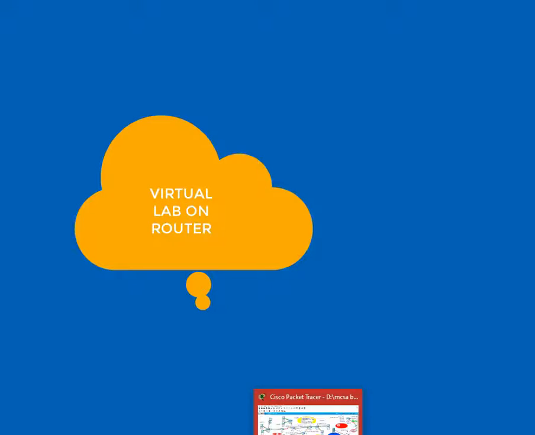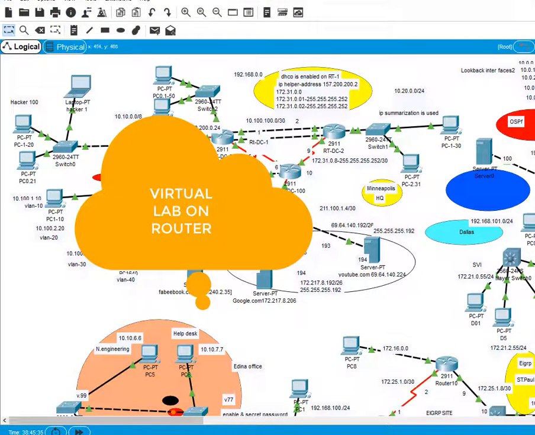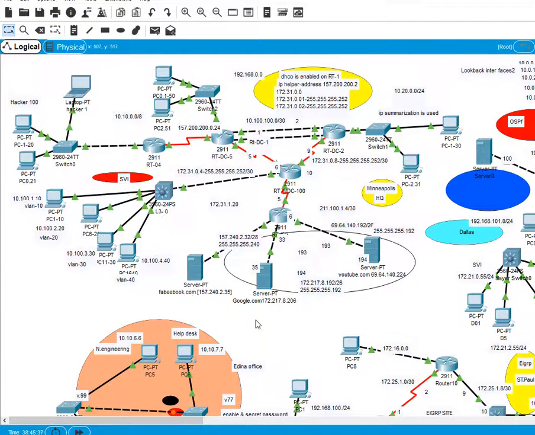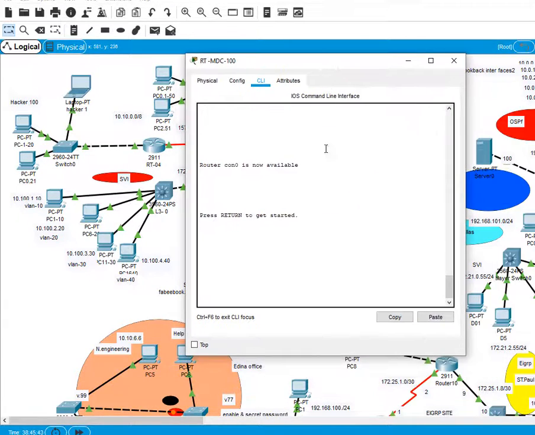So remember, the router stops the broadcast. It is not allowed to forward the broadcast information. Remember, the router is like a gateway. Let me show you one of the virtual labs we have right now. This is the lab that I have been working on some time back. So let us try to log in to this router and see what we can learn from there.